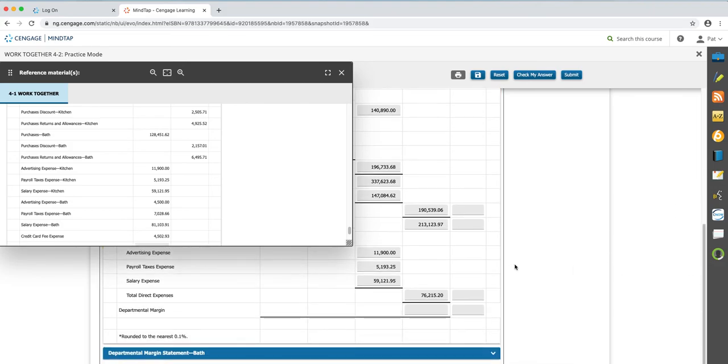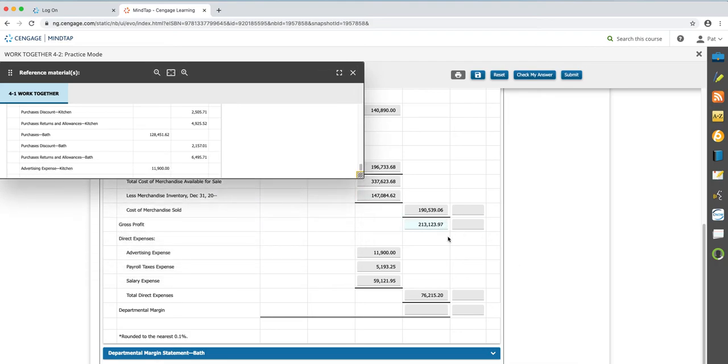So then we take those two numbers, our gross profit, excuse me, we took net sales minus the cost of merchandise sold to get gross profit. Take gross profit minus our direct expenses for the kitchen department, and we get our department margin, 136,908.77. Then it tells you to divide all these by net sales.